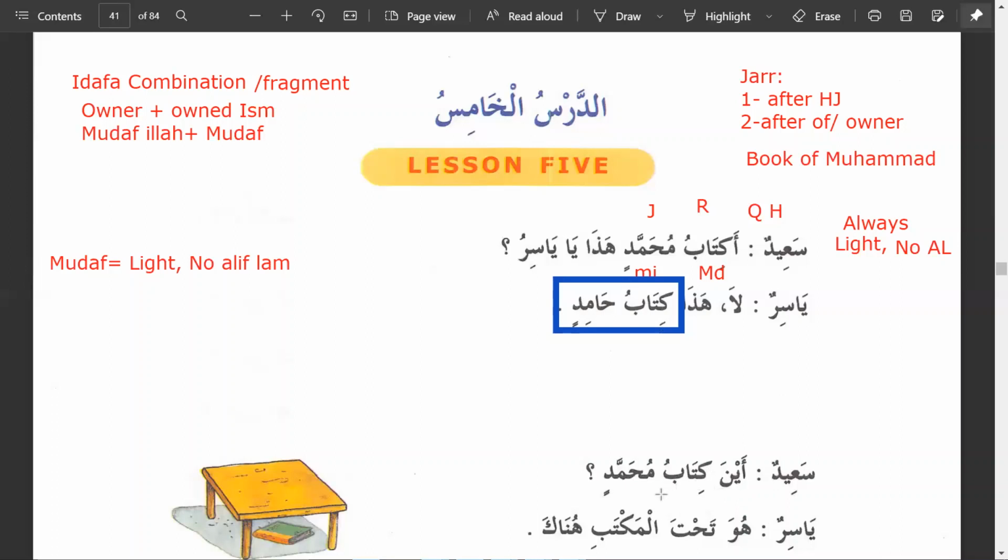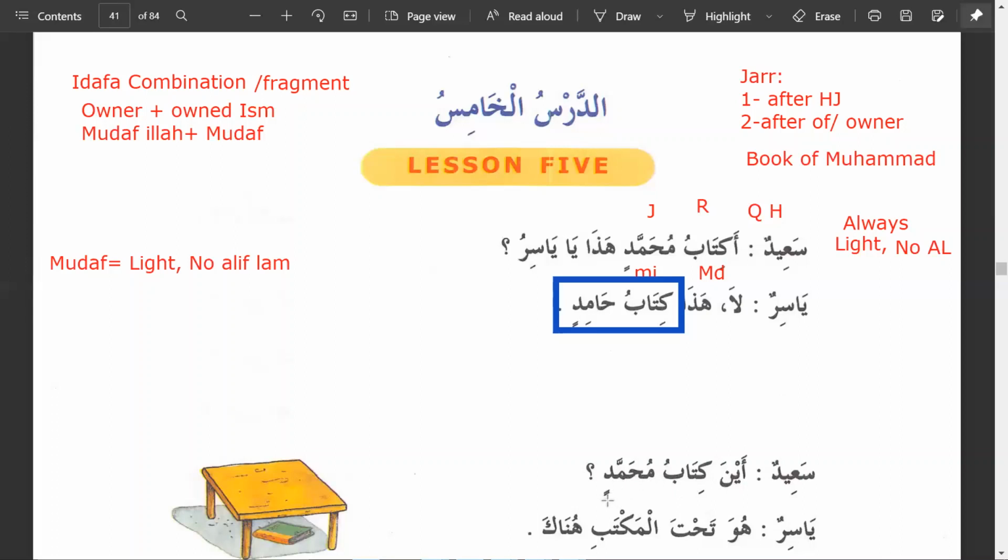Where is the book of Muhammad? Excellent. Where is the book of Muhammad? So do you see an idafa combination in this sentence? Yes. What is that idafa combination? Kitabu Muhammadin. Again, Kitabu Muhammadin. And you identified it because?